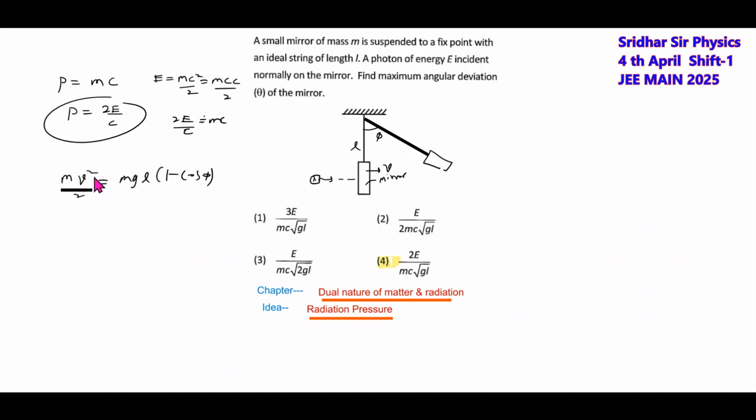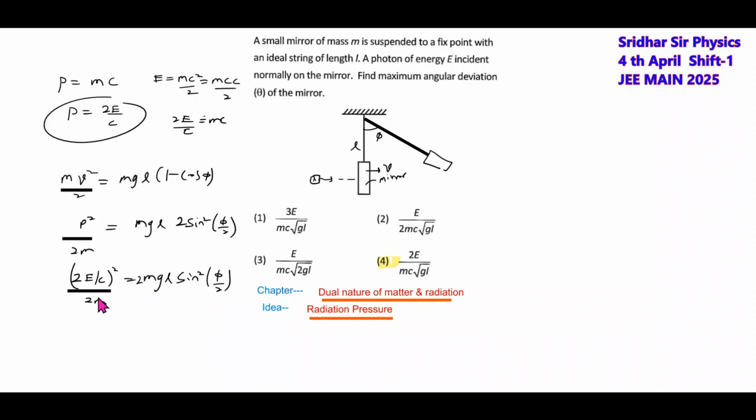What is the kinetic energy? The kinetic energy should be equal to momentum p square by 2m. So mgl (1 minus cos phi). 1 minus cos phi we can write as 2 sine square phi by 2. Momentum we can write as 2E by c. So (2E by c) whole square by 2m equals mgl sine square phi by 2.